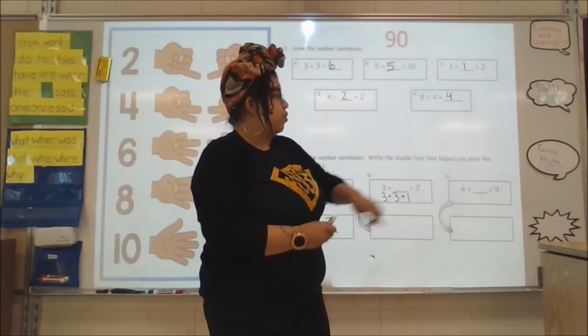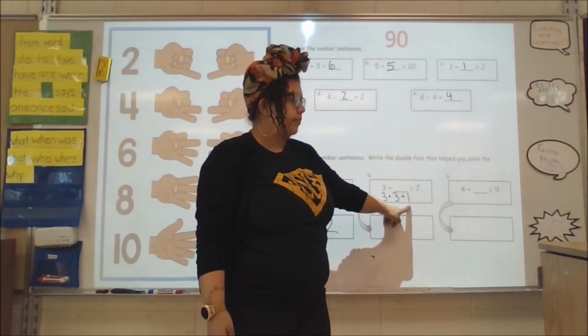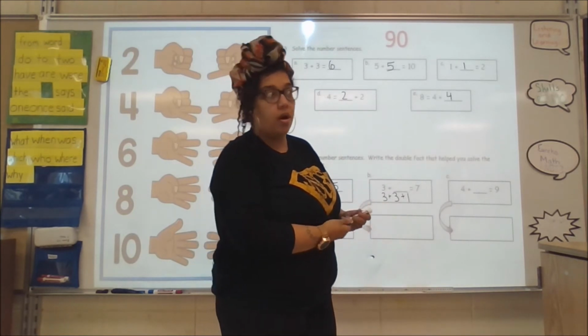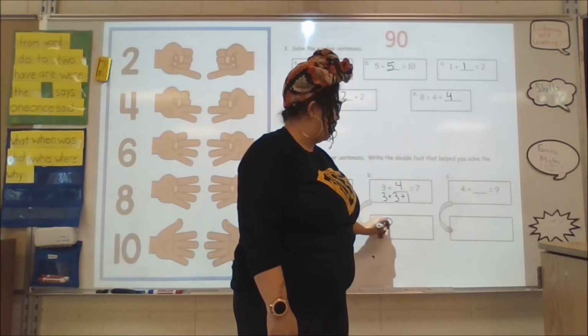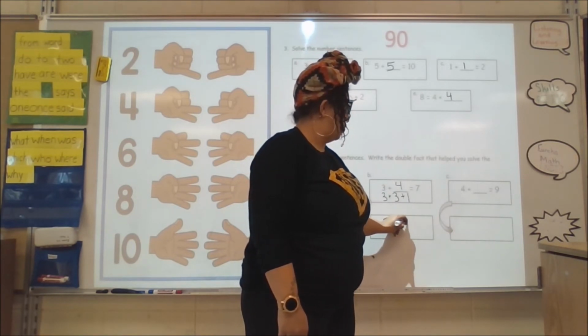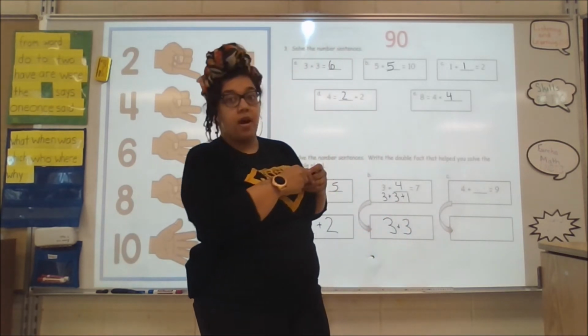So in this original question, what's the missing part? That's 3 plus 1, which is 4. And we use the double 3 plus 3 to help us solve this problem.